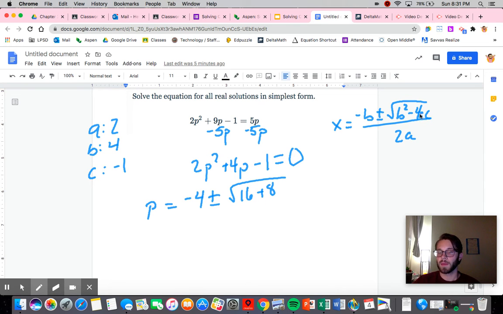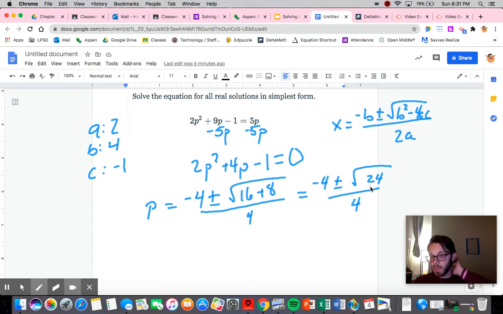Again, that's just coming from the fact that 4 times a, or 4 times 2, is 8. 8 times negative 1 is negative 8, and so minus negative 8 is plus 8. All over 2 times a, and a is 2, so it's all over 4. So let's simplify the radical here: negative 4 plus or minus the square root of 24 over 4.